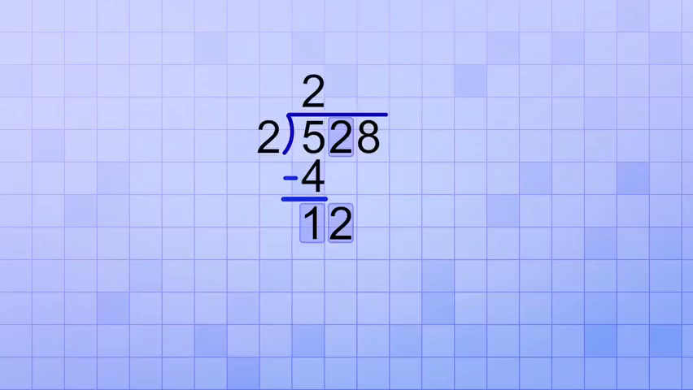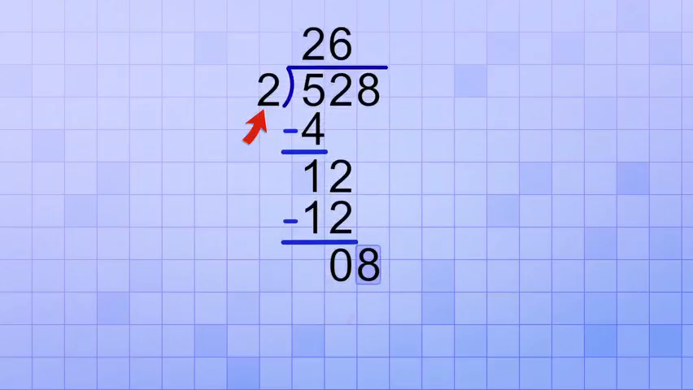Then we ask, how many 2's will make 12? That's easy, 6. So we put 6 as the next digit of our answer. 2 times 6 equals 12, and 12 minus 12 leaves no remainder. And finally, for our last digit, even though there was no remainder, we can bring a copy down and ask, how many 2's will make 8? And the answer is exactly 4. 4 times 2 equals 8, which again leaves no remainder.